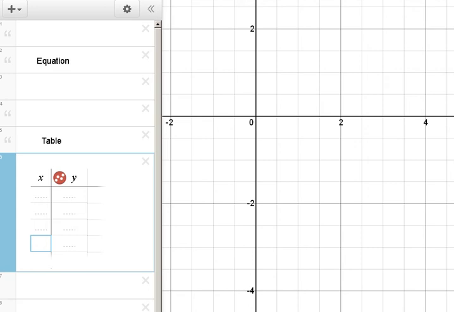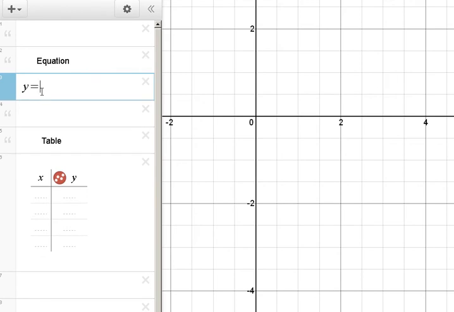Hello, this is Mr. Powlin, and I'm going to review with you here some stuff that we've been doing in Unit 2 of Algebra 1. We've been studying linear functions, and we've learned how to represent those linear functions with an equation, a table, and a graph.